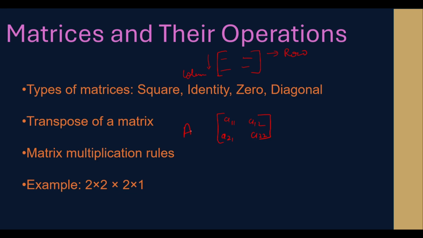So you have to find the transpose of this. So A is equal to this, and you have to find A transpose. How are you going to write that? A transpose is equal to rows become columns and columns become rows. So this becomes like this: A11, A21, A12, A22. So this will be its transpose.